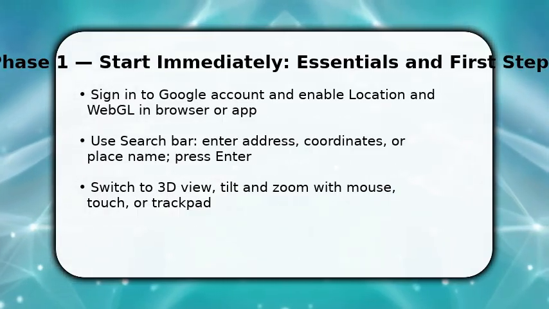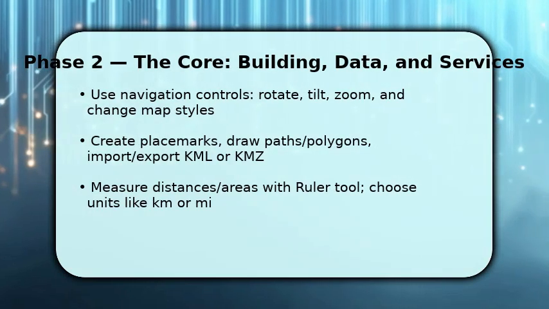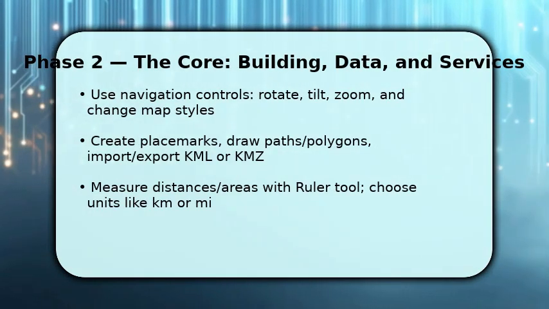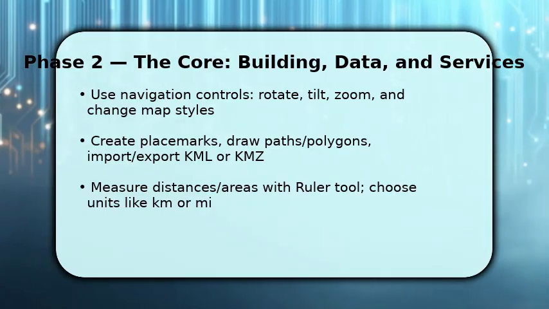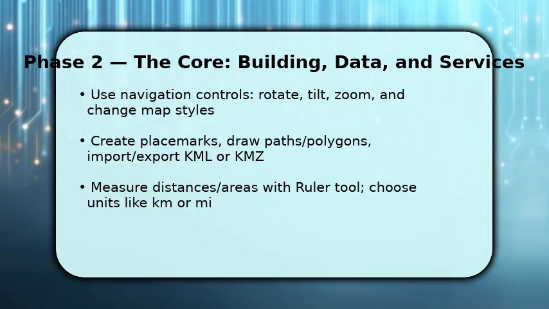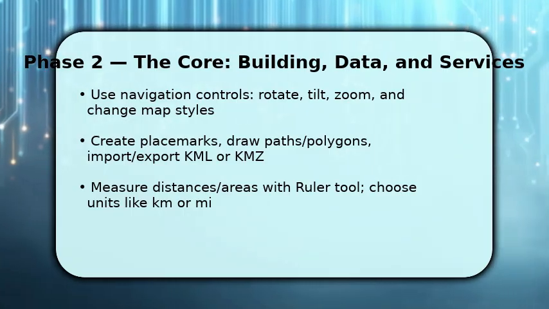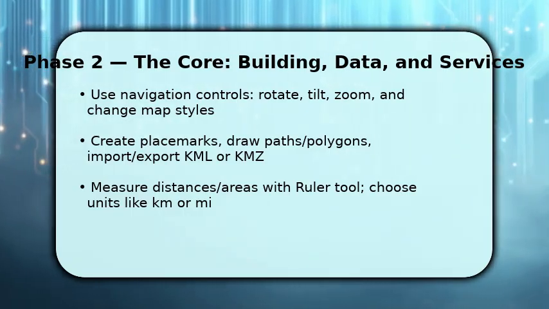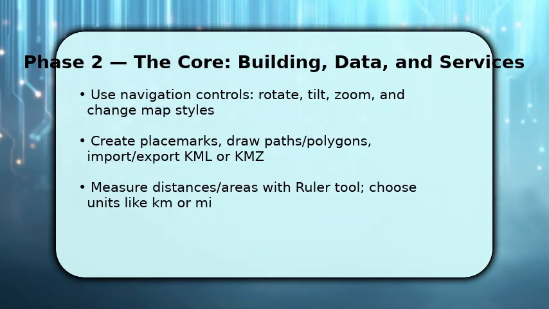Once you're on the location, explore layers and styles. Switch satellite, terrain, or labels to reveal more context. Make place marks to mark points of interest, then draw paths or polygons for routes and zones. You can import KML or KMZ files if you have data.